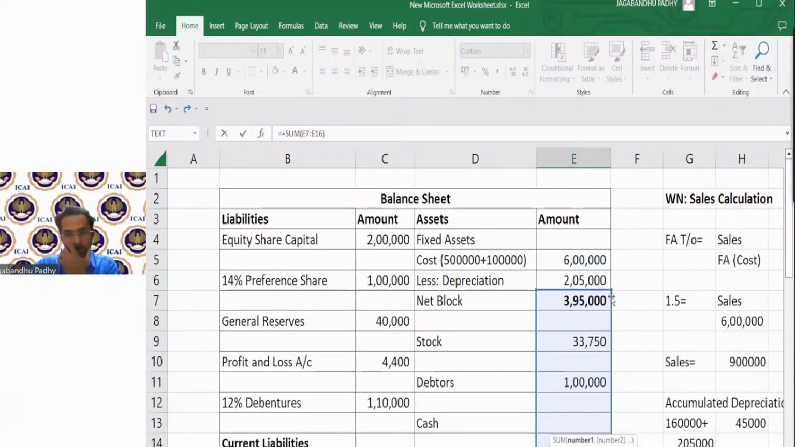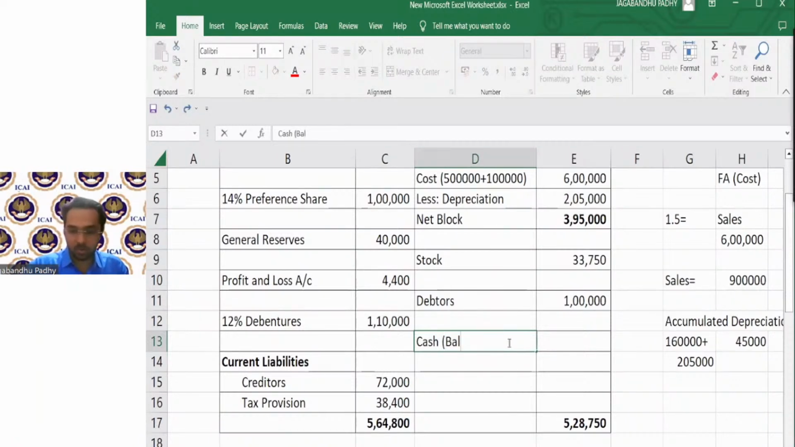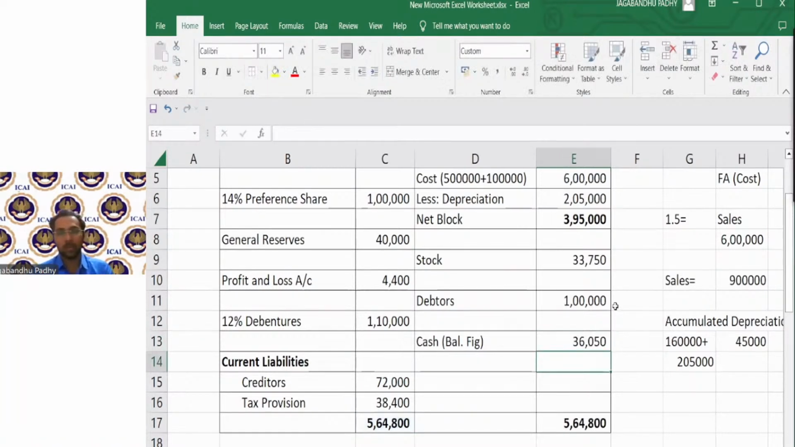Okay, so taking it in this way, that's 5,28,750, and on the other side we have 5,64,800. So there is this cash balance which is yet to be entered, and that's going to be the balancing figure there. So that's 5,64,800 minus 5,28,750, and that should be the balancing figure. This should give us the answer as 36,050 as the cash balance.